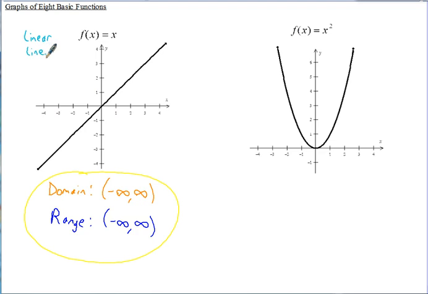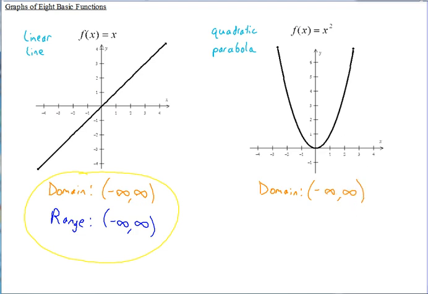Then we have f of x equals x squared. This is what's called a quadratic function. Or the shape of it is referred to as a parabola. And let's look at the domain and range on this one. Again, the domain is all the possible x values, so you look from left to right. And you can see it heads to the left forever, and then to the right forever, all connected, so the domain is from negative infinity to infinity.